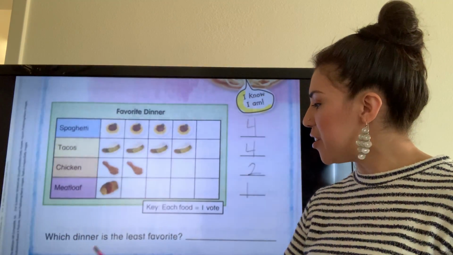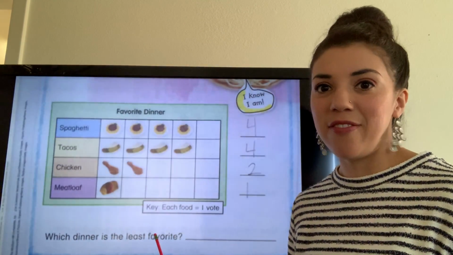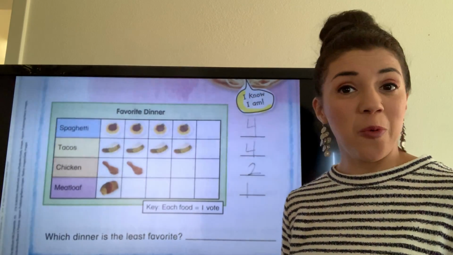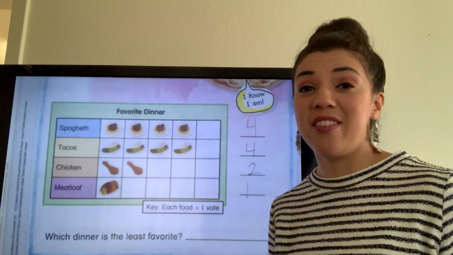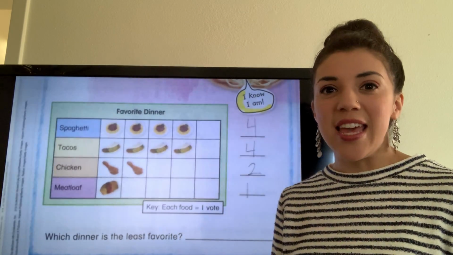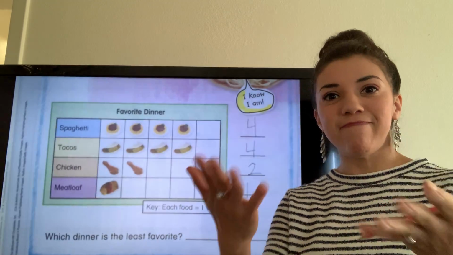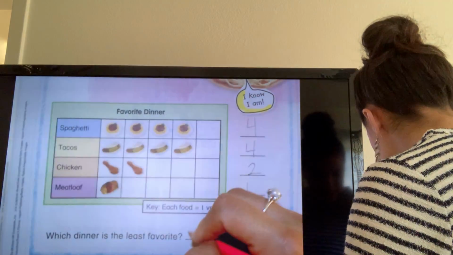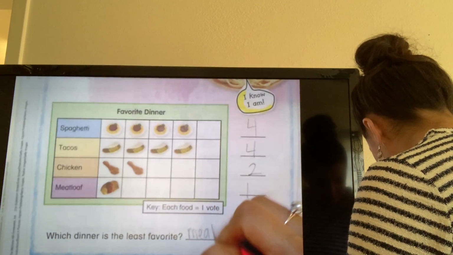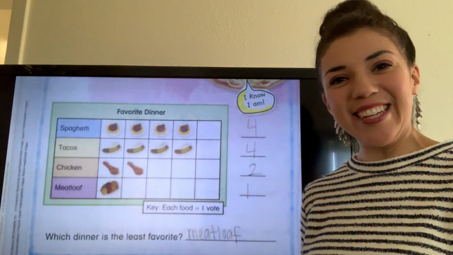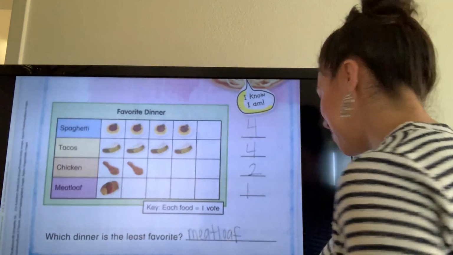So, which dinner is the least favorite? Okay, they're going to try to trick you here. They don't want to know which one's the favorite. They want to know which one is the least favorite. And that would be, you guessed it, meatloaf. So let's go ahead and write meatloaf. Okay, now go ahead and turn the page.